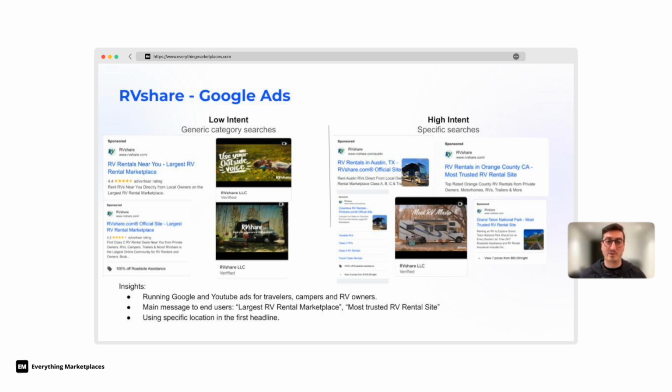Here for RV Share, we can see the low intent is more generic, like RV rental near you. And I guess this one is also a very popular SEO keyword for them. And the high intent is specific to the city.